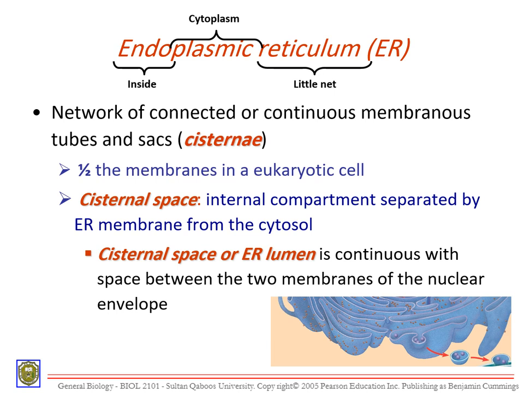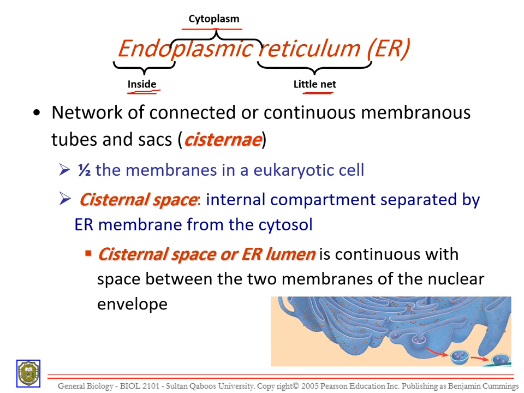And now we're going to talk about the endoplasmic reticulum, which we call ER for short. So endo means inside, and plasmic comes from the word cytoplasm, and reticulum is the little net. So actually the name is telling you the function. The ER, what is it? It's a little network in the cytoplasm. And what does it do?